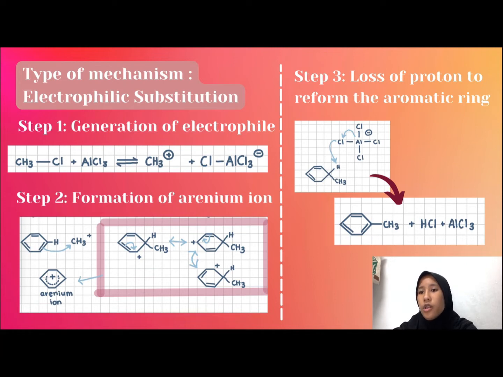So electrophilic substitution consists of 3 steps. For the first step, the generation of the electrophile, to produce the electrophile that we want, in this case CH3+. Step 2 is the formation of the aromatic ion. Based on the slide, the one that we highlighted with the pink box is the resonance stabilized carbocation. This is to produce the aromatic ion. For the last step, step 3, is the loss of a proton to reform the aromatic ring. This is to produce the last product that we want, which is toluene, with 2 side products, which are HCl and AlCl3.